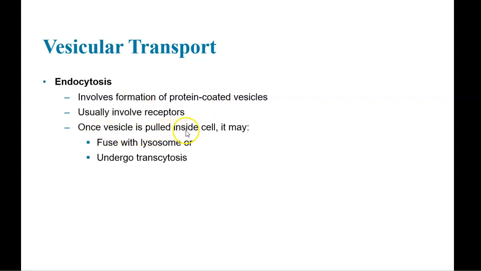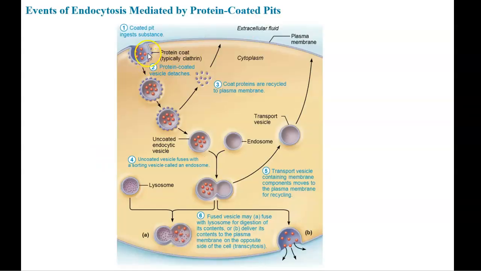Once the vesicle is pulled into the cell, it can either fuse with a lysosome or it can undergo transcytosis. So as you can see here, the vesicle is pulling the substance into the cell. Once it's inside of the cell, it's either going to fuse with a lysosome, like it's shown here, for the substance to be digested, or it's going to go to the opposite side of the cell. So that would be considered transcytosis to release the contents.